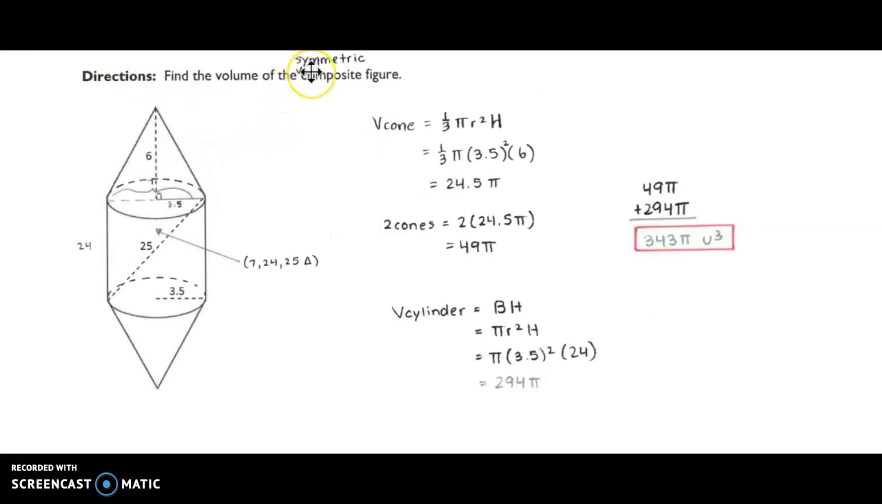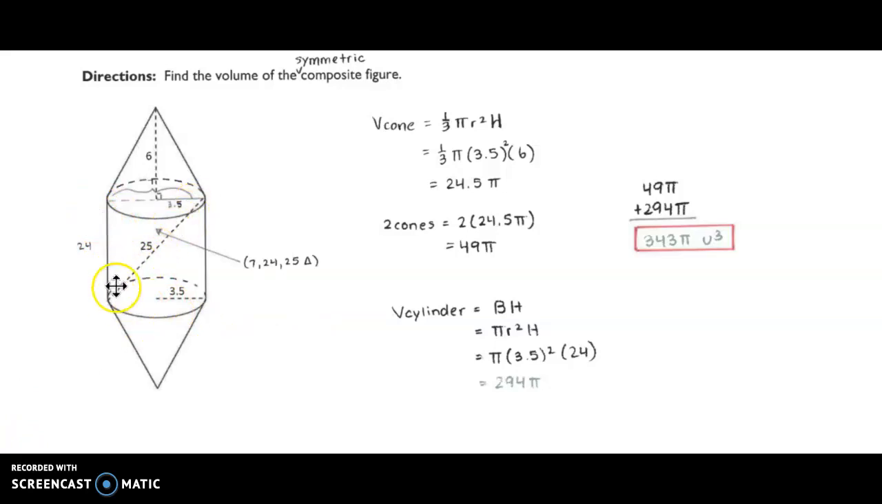We added this word symmetric because we're saying that the top cone is the same as the bottom cone, right? So that's why here we have the 2 cones, all right? So you find the volume of one cone, okay? And then you have to multiply that by 2, so that's how we got 49 pi. And then you need to find the volume of the cylinder. All right. Now the thing is, I think originally we don't give you the height.